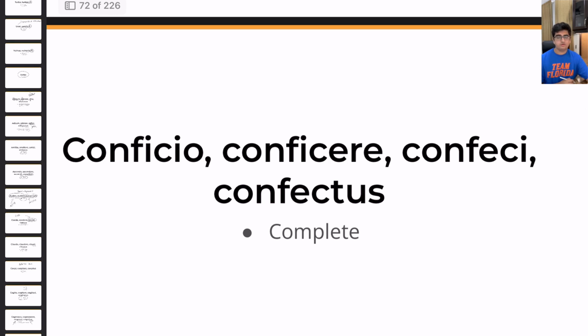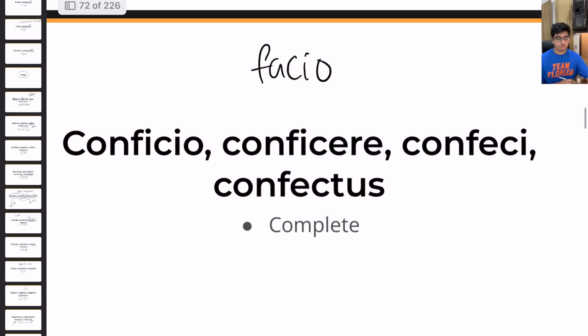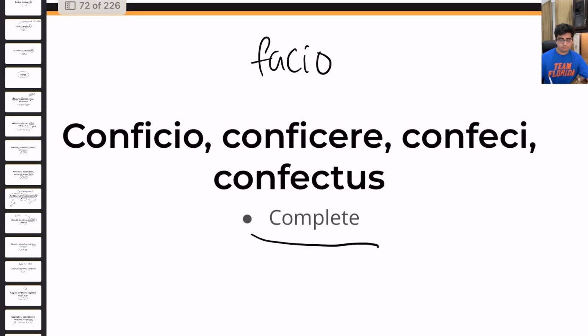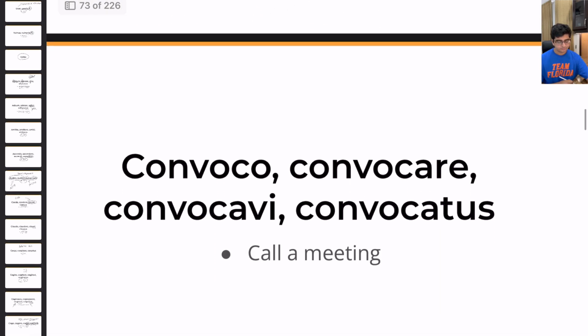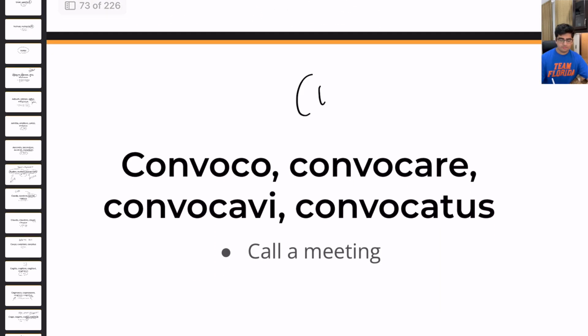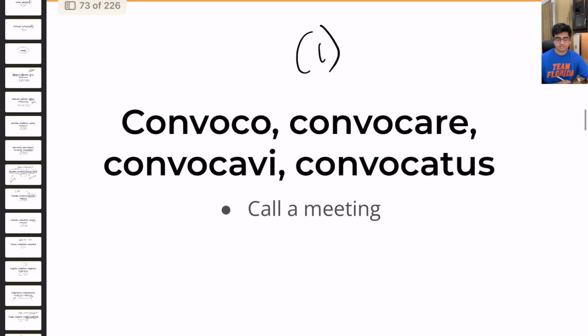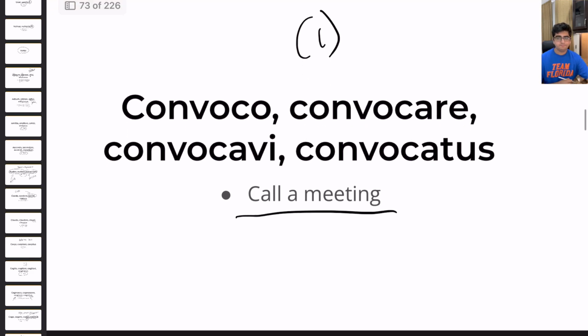Then we have conficio, conficere, confeci, confectus, another compound word with facio. One major pattern you see in this Vocabulary 2 Regional Study Guide is there's a lot of compound verbs. And this basically means to finish. Look at the feci, you can tell that from facio, right? Then we have convoco, another first conjugation verb. It basically means to call a meeting.